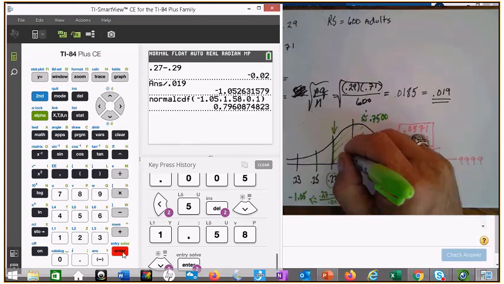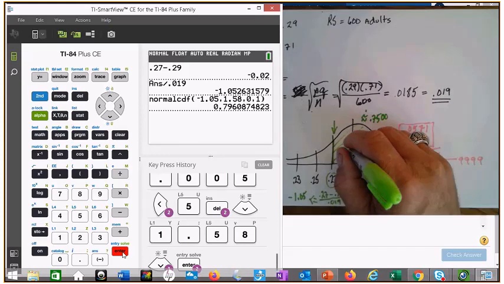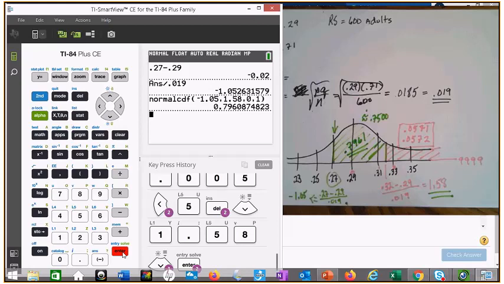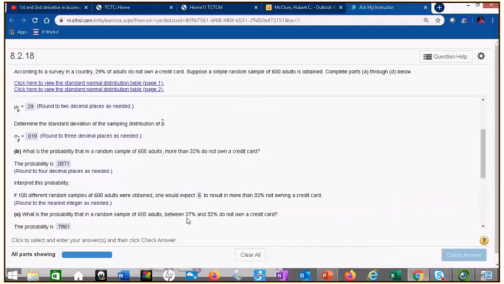0.7961 is your answer. So let's pull up the question. And that's the answer, 0.7961.